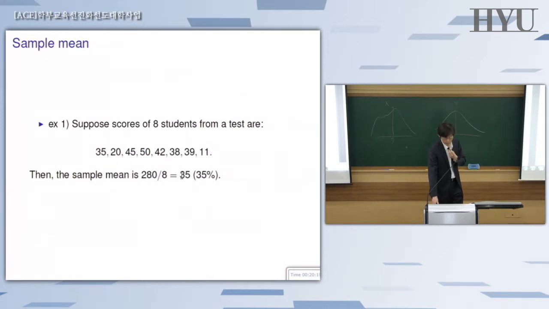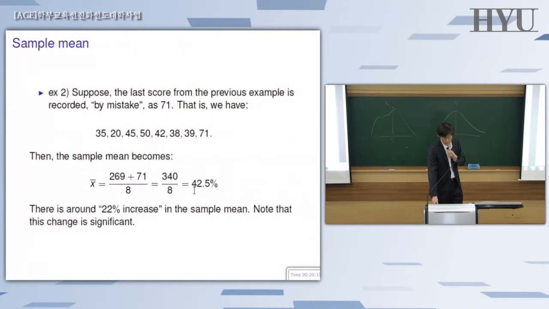Previously it was correctly computed as 35, but now because of this wrong replacement of the previous 11 by 71, the newly computed sample mean is 42.5. So there's obviously a certain percent increase, and in this case it happens to be 22. How do you get this number, 22?